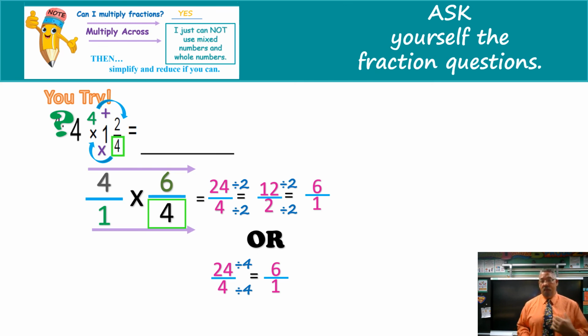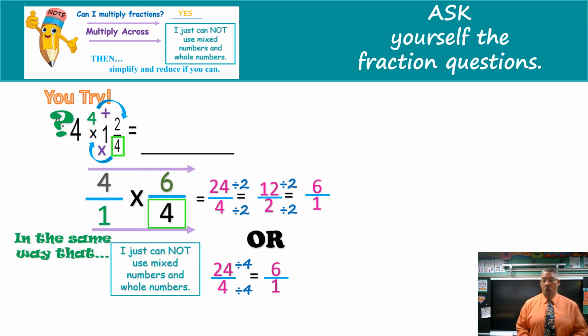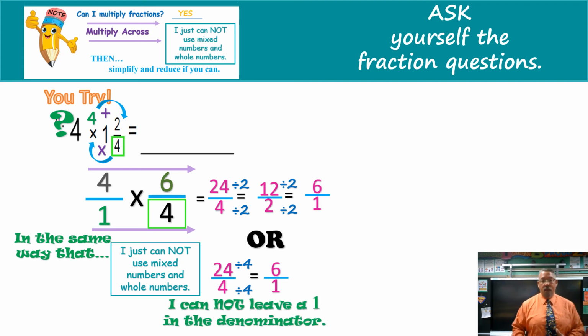Now, I can't write 6 over 1 as my answer. The reason being is if I think about how I started, when we said that if I have a whole number in my math problem, I can't keep it in my math problem. I have to put it over 1 because 4 over 1 is the same as having a value of 4. But when I'm writing it as an answer, I have to put it in my whole number form. So I'm going to remove that 1, and it doesn't change the value at all. 6 over 1 is the exact same thing as just simply saying 6. So 6 would be your final answer.